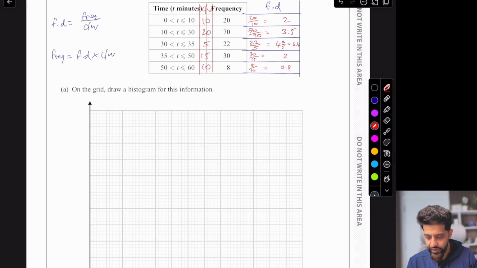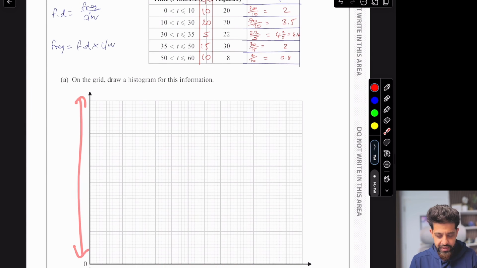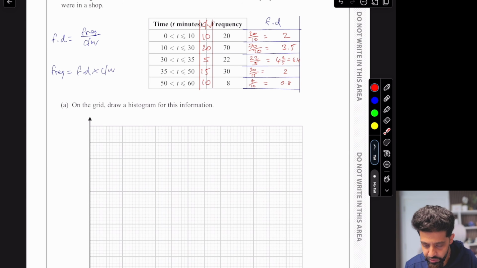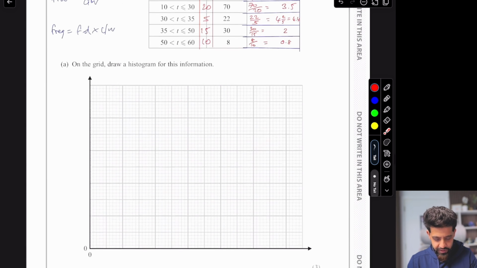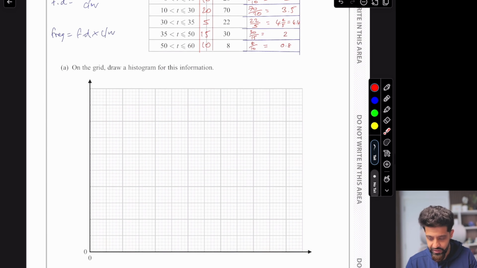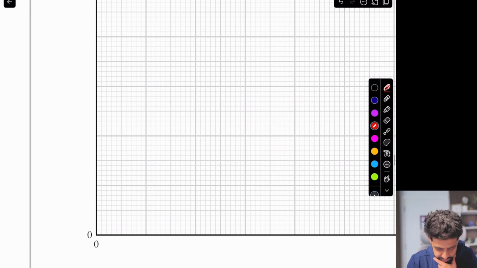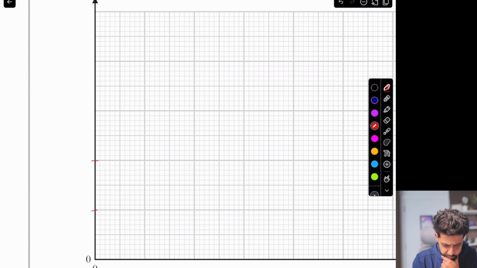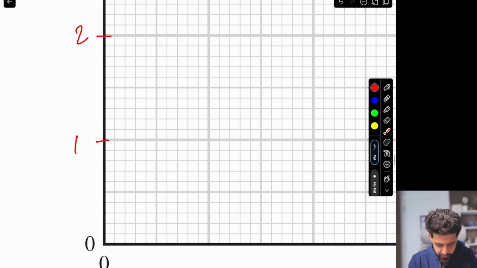So now when we draw our axis for our frequency density, it's got to cover up to 4.4. All right, so we've got to decide how we break up the axis here, which is really important. We need to go up to 4.4 at least. Remember, that's the highest number that we have in the frequency density. So if I zoom in a bit more, can I do 1, 2, 3, 4? Yeah, that could work. So that means each of these smaller squares is 0.1, 0.2, 0.3, 0.4, 0.5, 0.6, 0.7, 0.8, 0.9, 1.